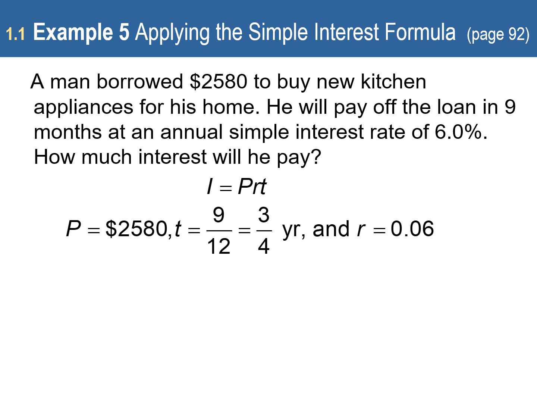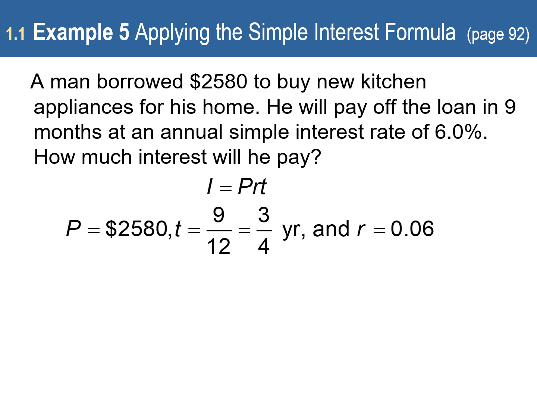Now, we recognize from the description that the principal is 2,580. That's how much it started. The time is going to be 9 divided by 12. Why 9 divided by 12? Because he's paying it off in 9 months, and he has an annual simple interest rate. So annual means 12. So there are 12 months in a year. So what part of a year is he going to pay this loan off in? And that is 9 divided by 12, or 3/4 of a year.